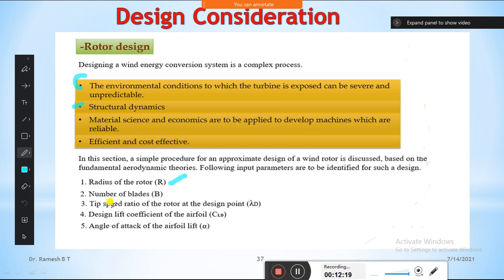Tip speed ratio is the ratio of the speed of the rotor tip to the free wind speed. It is also more important. And then design lift and coefficient of the aerofoil, and angle of attack of the aerofoil.